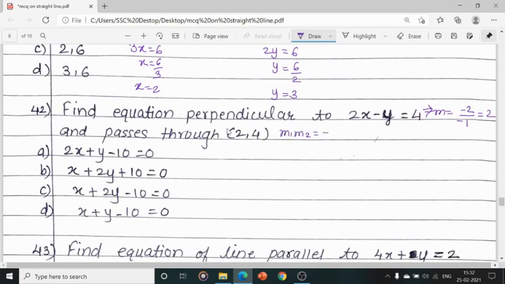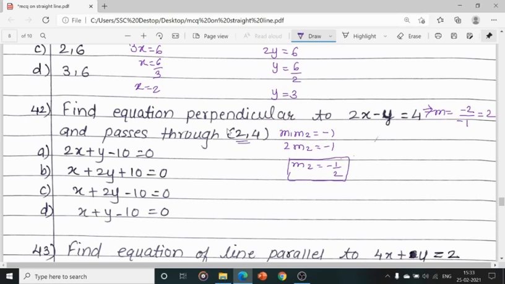These two lines are perpendicular. So condition is m1 into m2 is equal to minus 1. So the first line slope is 2. Second line we don't know. So the slope of second line is m2 is equal to minus 1 by 2. The slope of perpendicular line is this and the point is given.